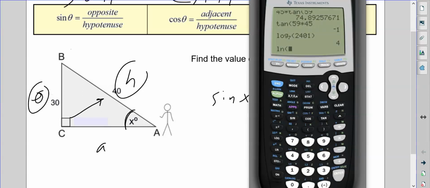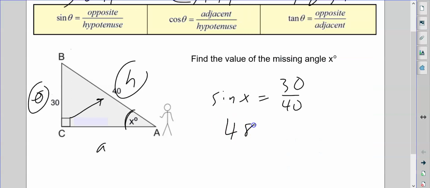Now what we do is we take our calculator, and we can't take the sine of something we don't know, so we're going to do the inverse sine. So again, the second sine, and then type in 30 divided by 40. Or if you recognize it, you could have just typed in 3 divided by 4. Or if you recognize it, you could have typed in 0.75. And you get 48.59, so 48.6 degrees. And if you just rounded it to the whole 49 degrees, that would be fine.